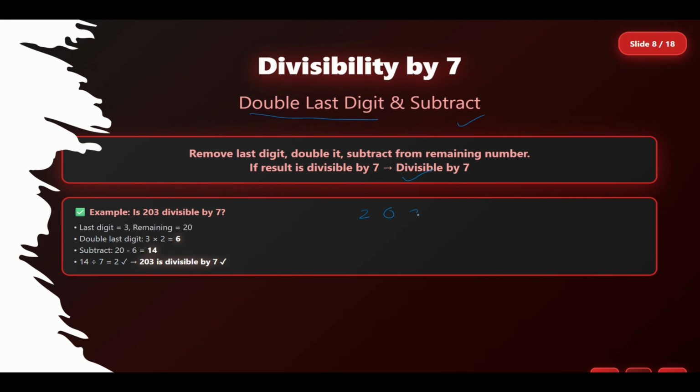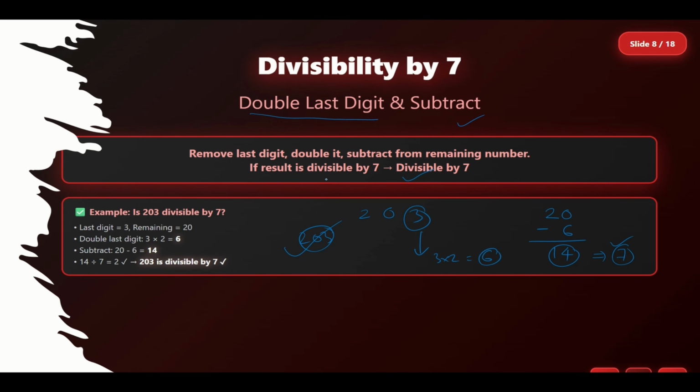203. Here, the last digit is 3. And what's remaining? It is 20. So double the last digit. 3 times 2 is 6. Subtract the 6 from 20. It becomes 14. Is 14 divisible by 7? Yes, absolutely. Right? Therefore, 203 is also divisible by 7. This one takes practice, but once you get it, you will feel like a math genius.